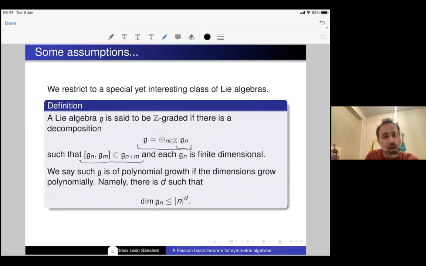Okay, one property that graded Lie algebras might or might not have is that of being of polynomial growth. A graded Lie algebra is of polynomial growth if the dimensions of these homogeneous components grow polynomially, which is just this: there is some degree such that it's bounded.